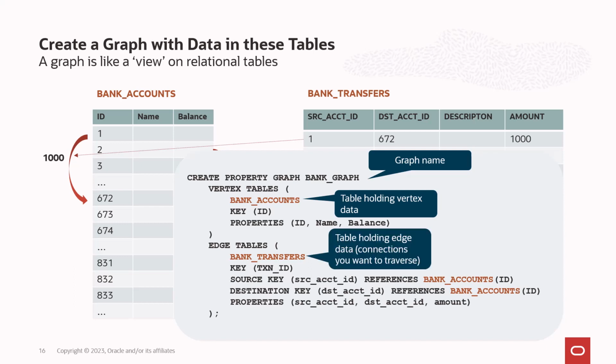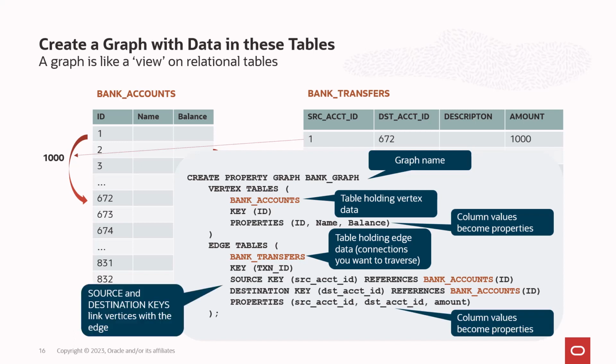We also specify bank transfers as an edge table, meaning that each row in bank transfers becomes an edge in the graph. And we pick some columns of interest to become properties of either the vertices or the edges. We can see that the edge tables usually have source keys and destination keys because they materialize a link or a connection between two entities or vertices of the graph. And so you usually find columns with foreign key referencing unique identifier in a vertex.